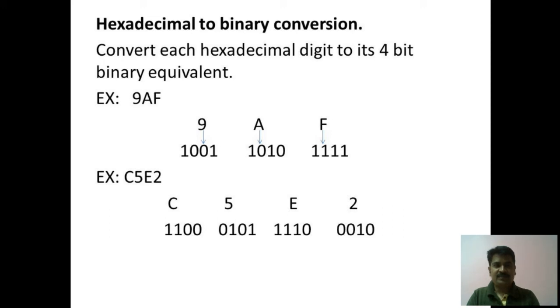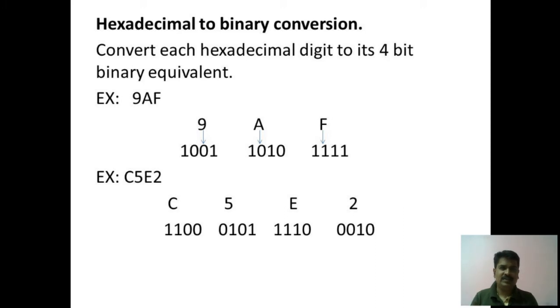9 is 1001. A means what? A is 10. It's 1010, and F is 15, so for that it is 1111. Write it together and you will get an answer. You will get a binary number equivalent to this given hexadecimal number. Very simple thing.